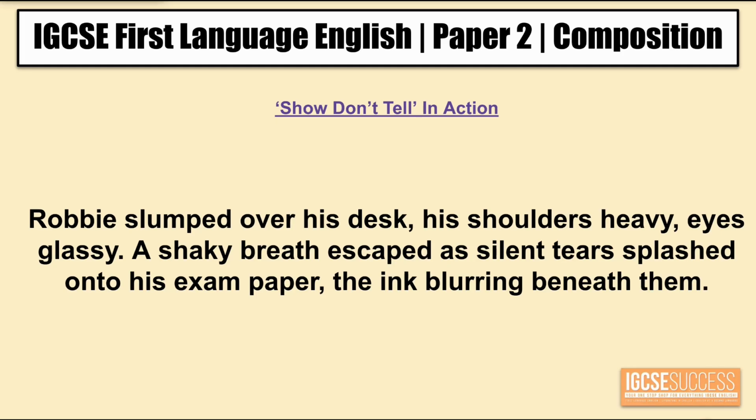And finally, that image of his silent tears splashing onto his exam paper, the ink blurring beneath them, really, I guess, brings his sadness home. Tears on the paper represents loss of control and how Robbie's emotions are overwhelming him to the point where it's physically impacting his work. And the blurring ink gives us a strong image of how his emotional state is interfering with his ability to concentrate, further deepening the sense of sadness which just permeates the whole sentence.